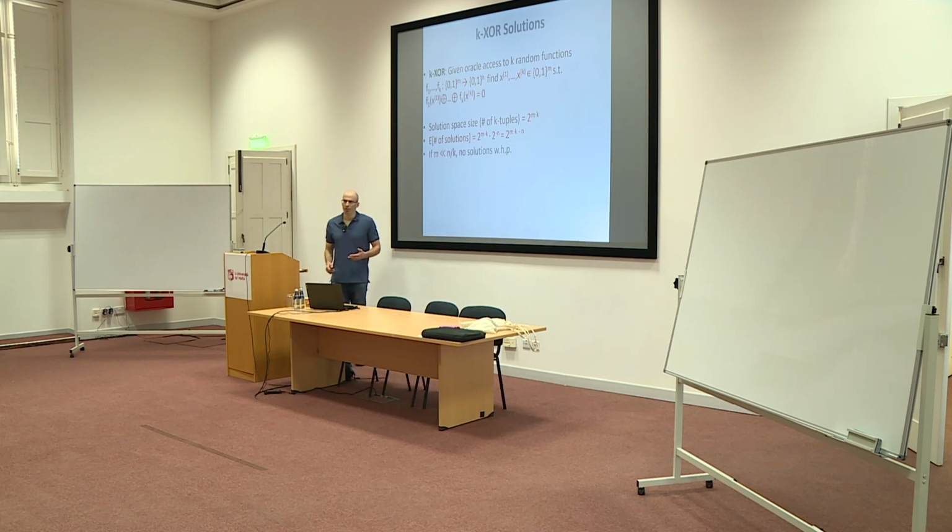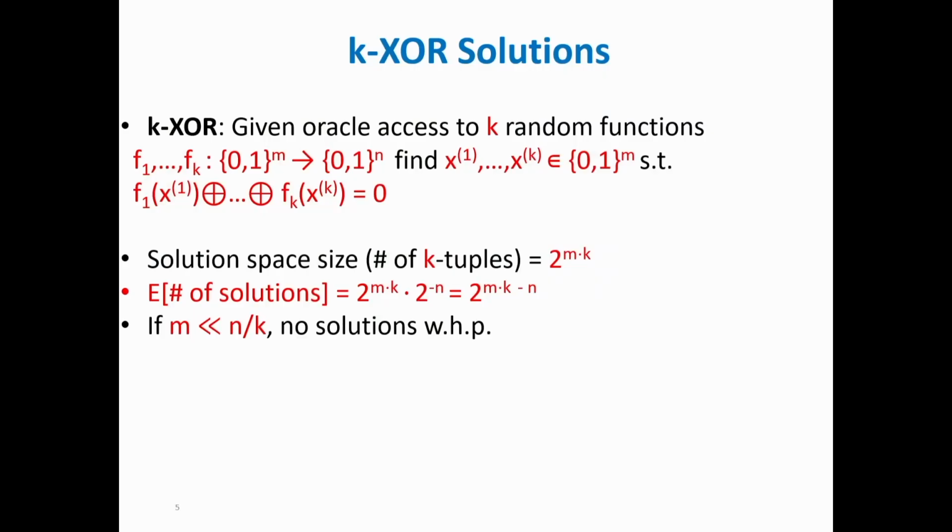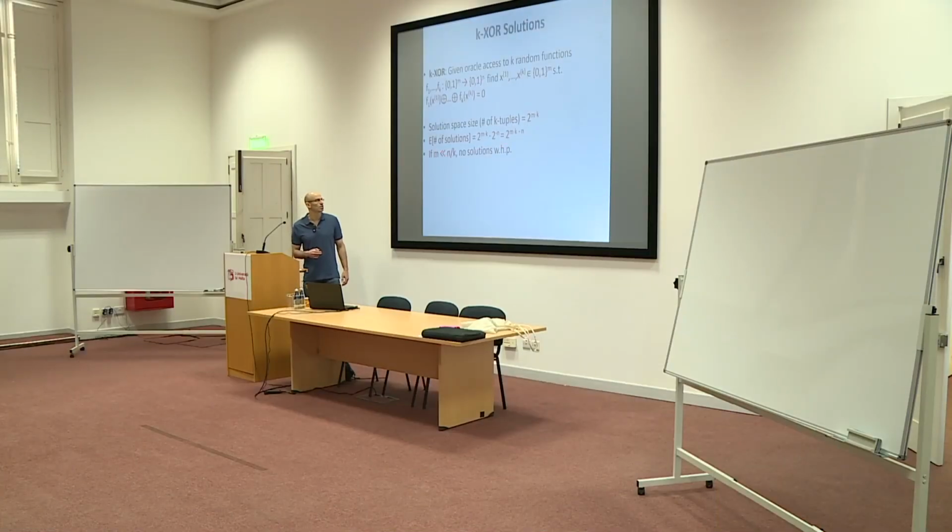Okay, and for this, you can see that if m is much smaller than n over k, then you have no solutions with high probability. This just follows from a basic Markov inequality. If m is much smaller than n over k, the expected number of solutions is very small, and therefore, by Markov's inequality, the probability of an instance having a solution is very small. So in this case, this problem is just not very interesting. You're looking for algorithms to solve the problem, but there's no solution.